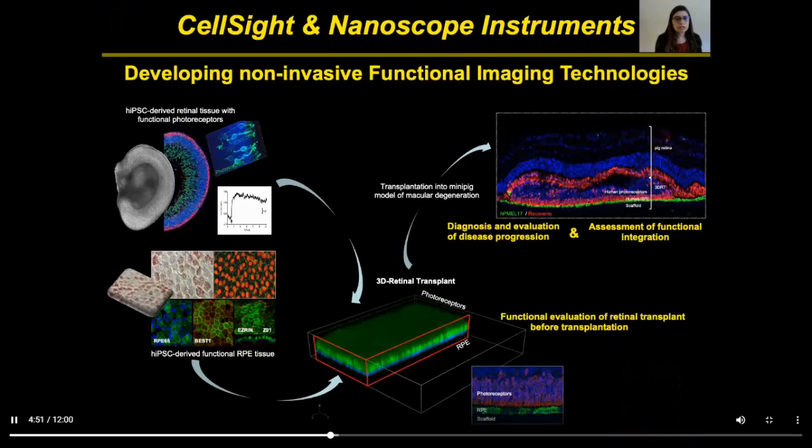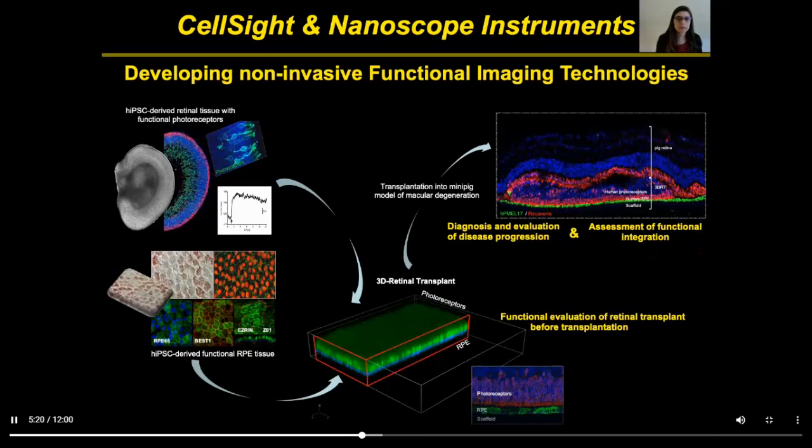And as an important component of these proof of concept studies, we have established a collaboration with our colleagues at Nanoscope Instruments to develop non-invasive imaging technologies to allow functional assessment at all critical phases of this process. Functional evaluation of the retinal transplant before transplantation, functional evaluation of disease stage, and assessment of integration and visual function restoration after transplantation.